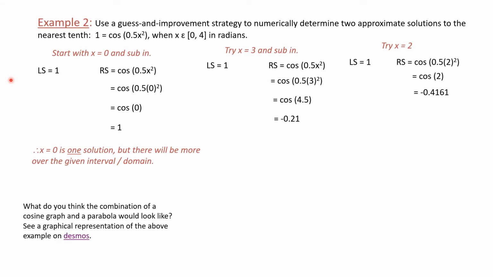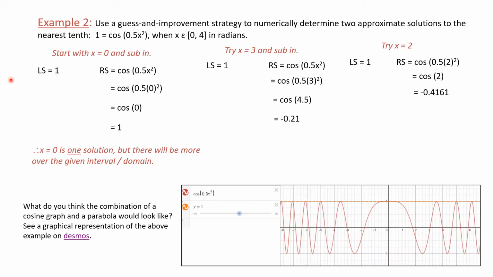Let's take a look at what this would look like on Desmos. This is the graph here. So here is y equals 1. That's my left side. That's the 1. And here's my right side. This is cos(0.5x²).